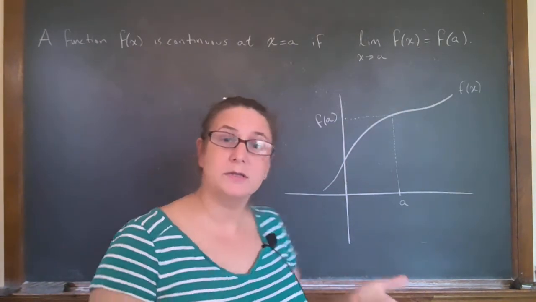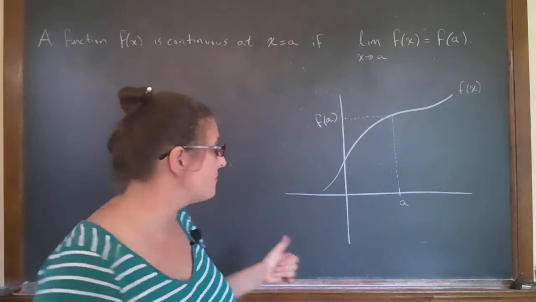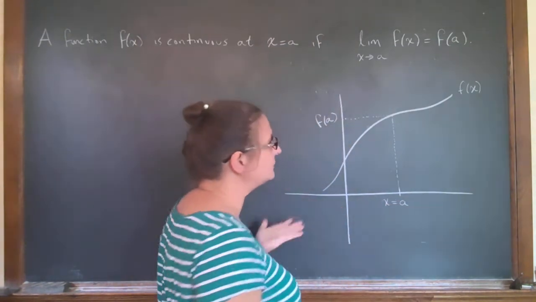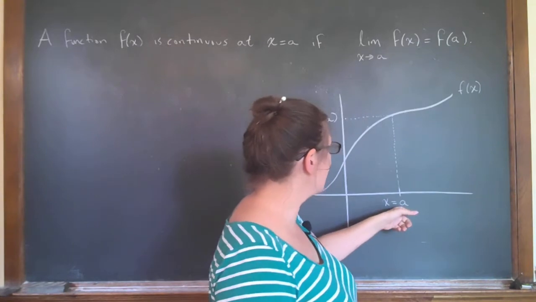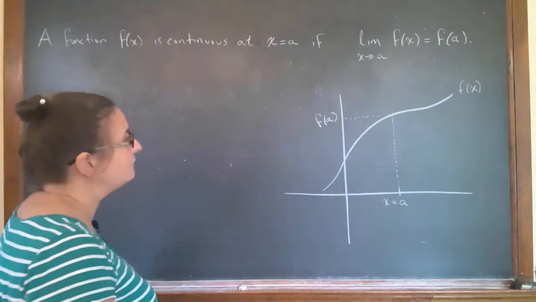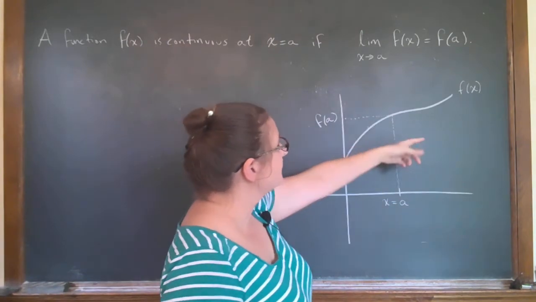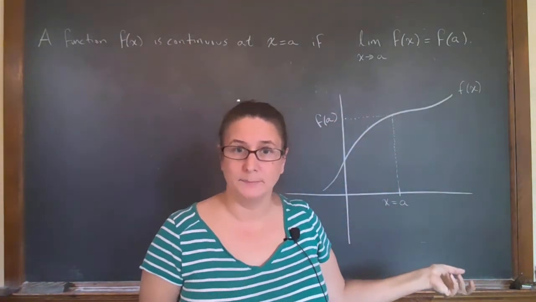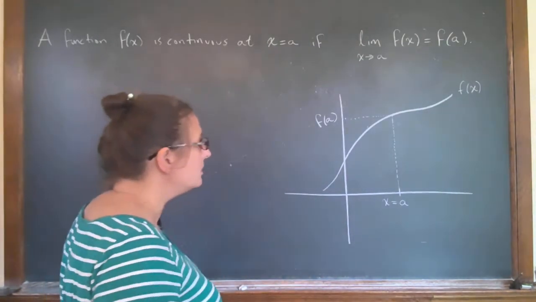What we're going to use for our definition, this is the definition of continuity at the point x equals a. I've got some function, and I'm saying that it's continuous at the point x equals a if the limit as x approaches a of the function f of x is equal to the value of the function at a.